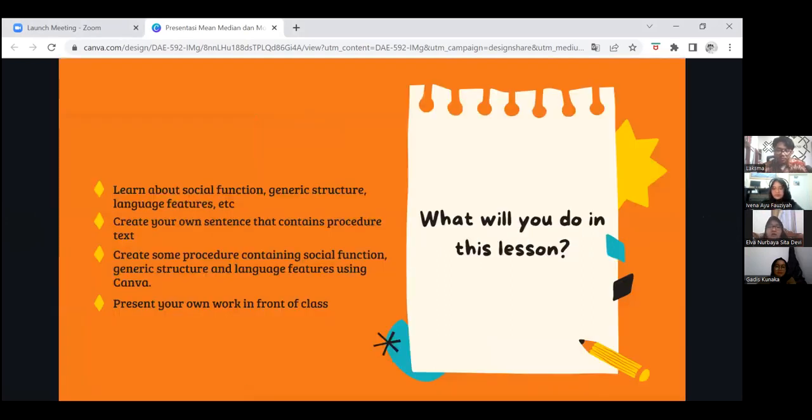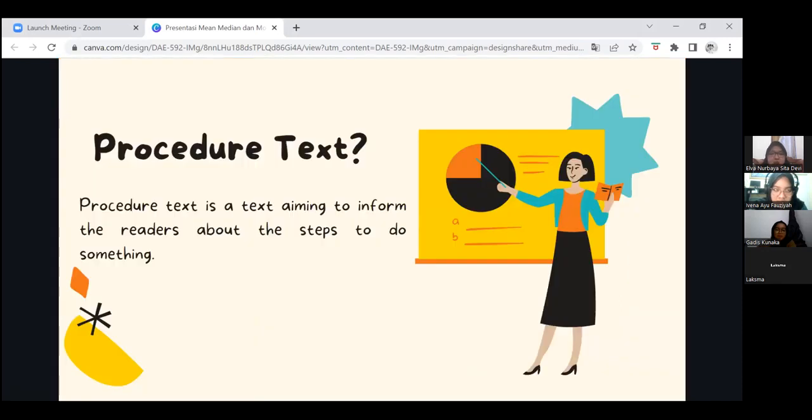What will you do in this lesson? First is to learn about social function, generic structure, language features, and so on. Second is to create your own sentences that contain procedure text. Next is to create a procedure containing social function, generic structure, and language features using Canva. And last is to present your own work in front of your class. So, procedure text is a text aiming to inform the readers about the steps to do something. Now, let's see the video.